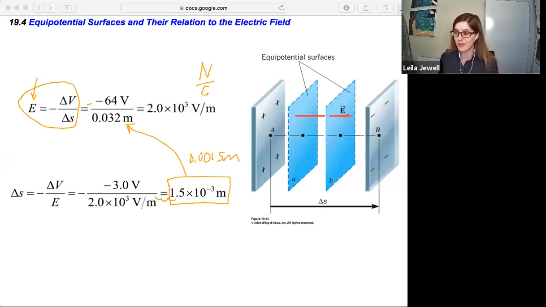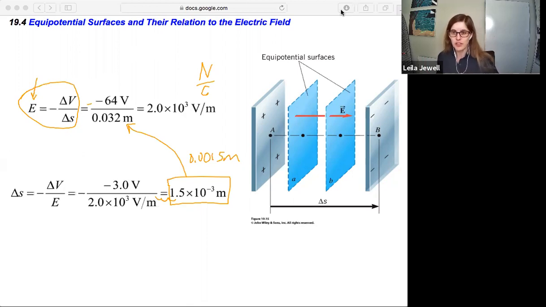So very, very small. So this introduces the idea of equipotential surfaces and how it's closely related to the electric field. We have a convenient equation here that allows us to approach the relationship between the electric field and the electric potential. That concludes this section.